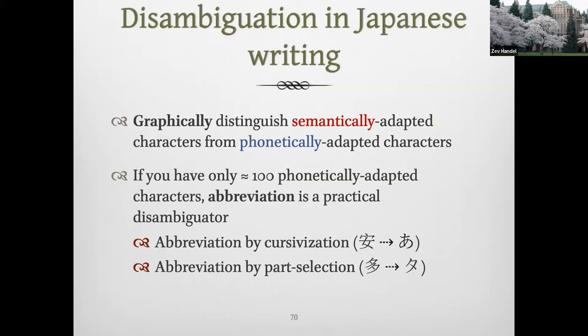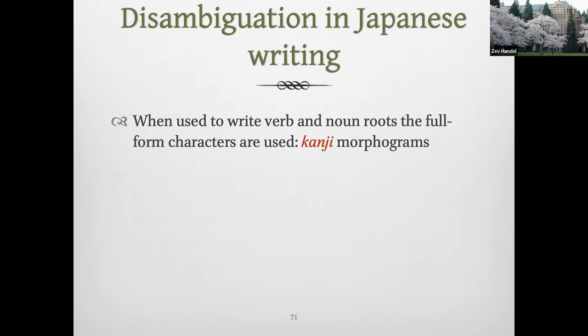And there are two ways this happened in the history of Japanese. A full character could be cursivized, in other words, written quickly with strokes combined, just like you might do in ordinary fast handwriting, but then you formalize it as the way you write this character when it's just being used for its sound value, or it could be abbreviated by just taking a piece of the character. And now these look different from the full Chinese characters, and so you will never be confused about whether this is being used for its sound value or its meaning value. And this is the way modern Japanese is written today as well.